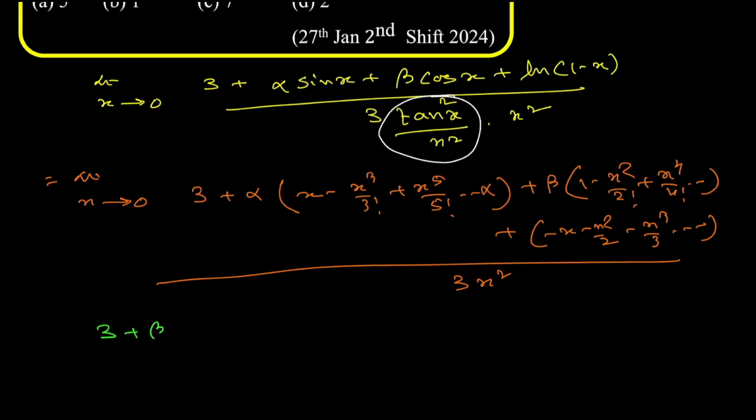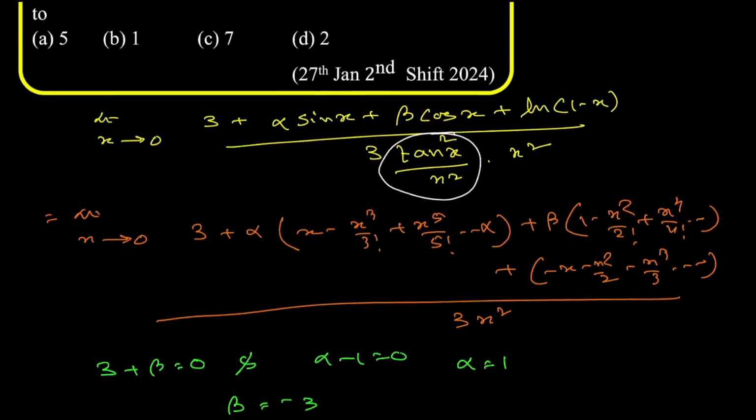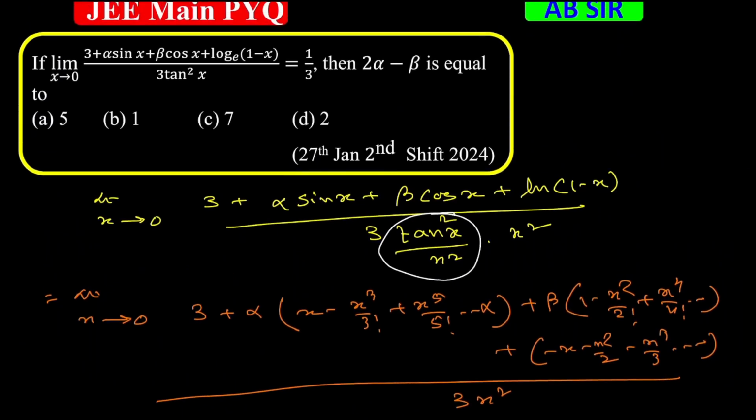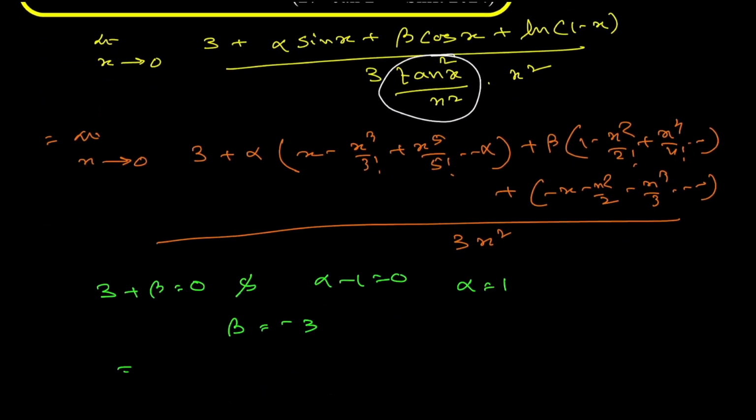So 3 plus beta equals 0 and alpha minus 1 equals 0. So alpha equals 1 and beta should be -3. What is the target for us? That is 2 alpha plus beta. Not a very hard sum, everyone.